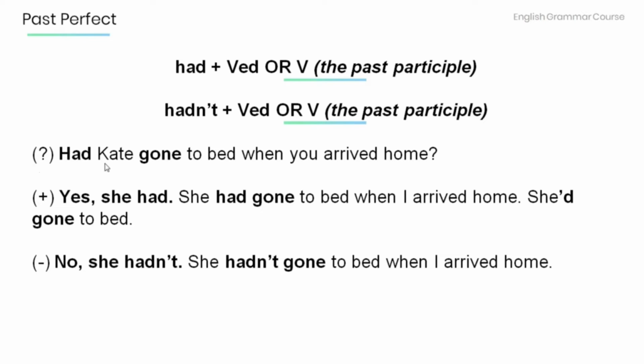Question form. Had Kate gone to bed when you arrived home? Positive sentence? Yes, she had. She had gone to bed when I arrived home. She'd gone to bed. Negative sentence. No, she hadn't. She hadn't gone to bed when I arrived home.